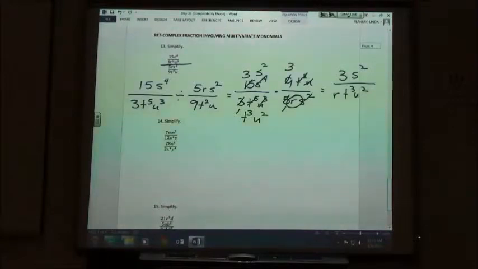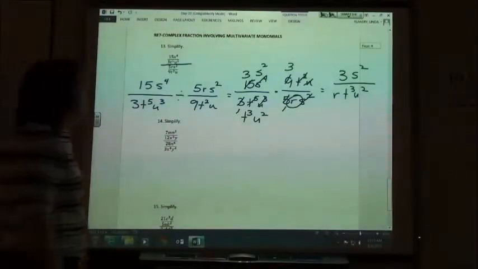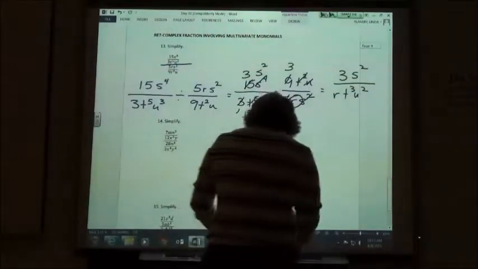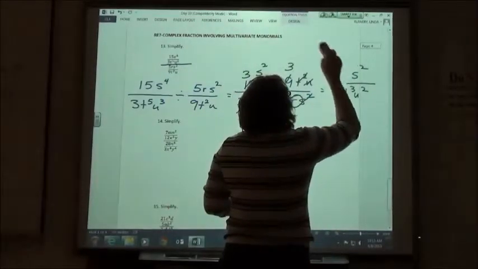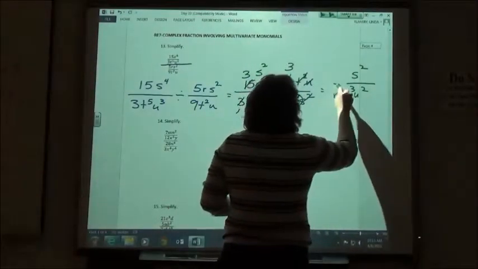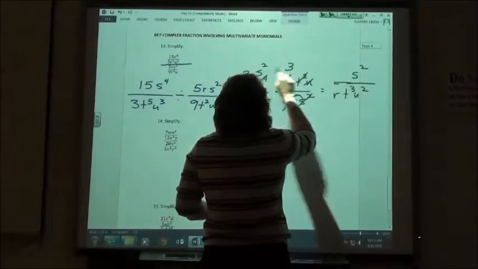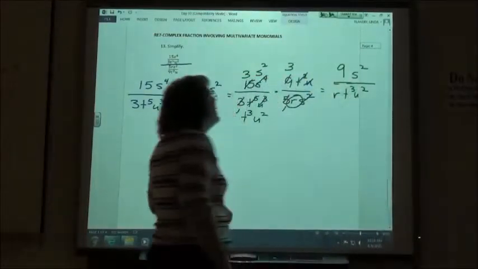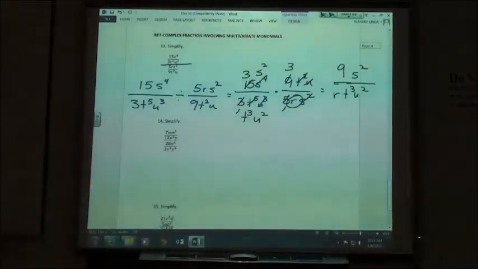Wouldn't you have to times 3 times 3? Where are you doing? Oops. Yes, I would. See, good thing you're paying attention. 3 times 3, I better do that right. I missed that 3 up there. 3 times 3 should be 9 up there on top. So 9s squared over r t to the 3rd u squared. Good thing you caught me.